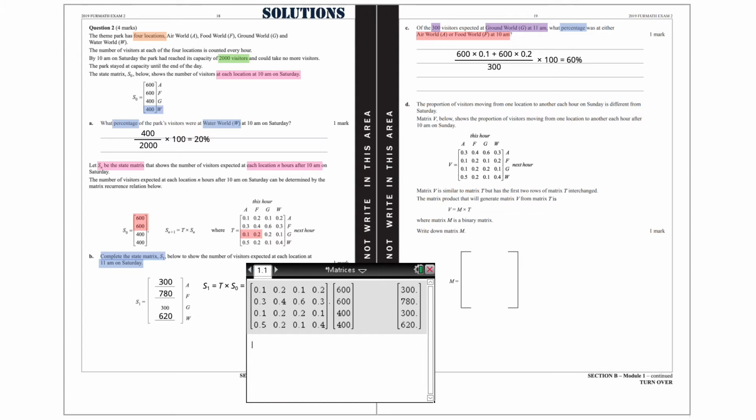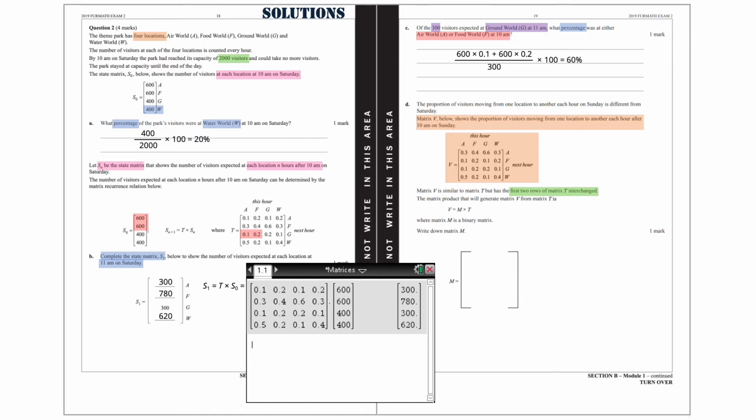Part D. The proportion of visitors moving from one location to another each hour on Sunday is different from Saturday. Matrix V below shows the proportion of visitors moving from one location to another at each hour after 10 a.m. on Sunday. Matrix V is similar to matrix T, but has the first two rows of matrix T interchanged.